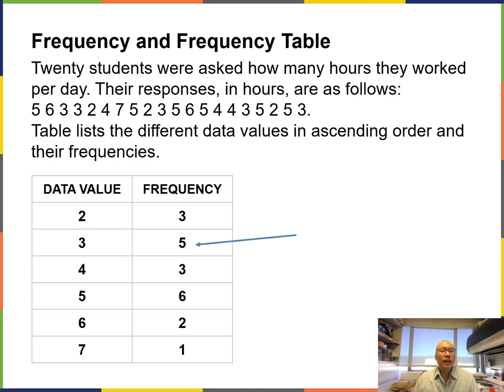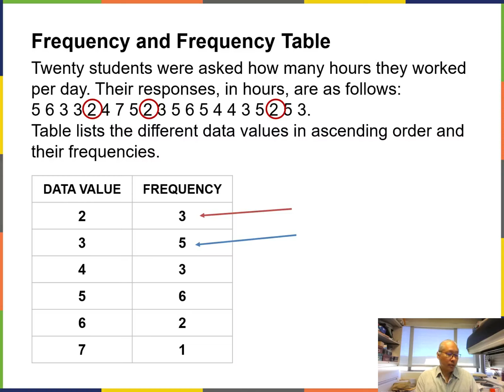And if you have a set of data that's given here, we have 5, 6, 3, 3, 2, 4, 7, etc. What we can do is we can construct a table that would count the number of values of 2 that we have. So for example, if we want to count how many 2's we have, it looks like there's 3 values of 2, and the 3 values of 2 would represent our frequency. So for the data value of 2, we would say there's 3 of them.